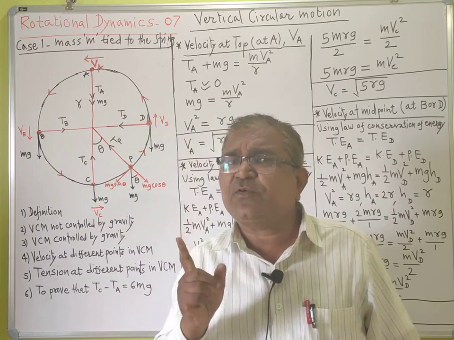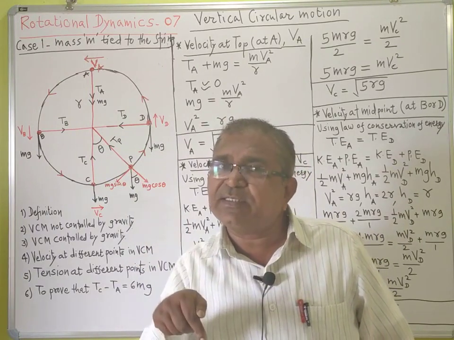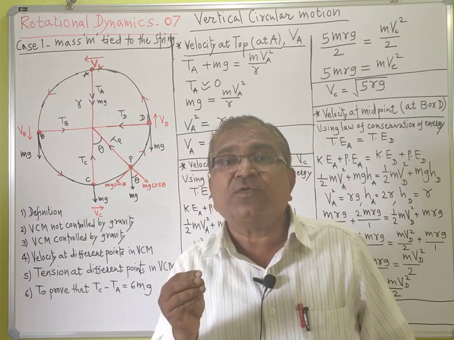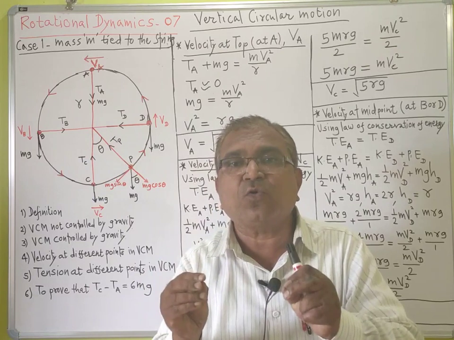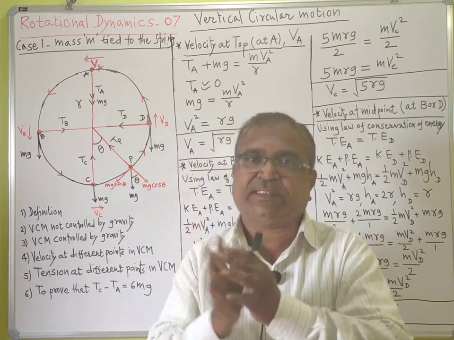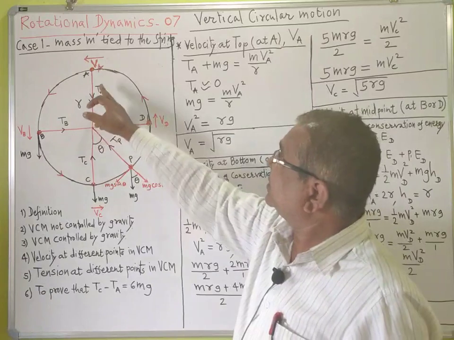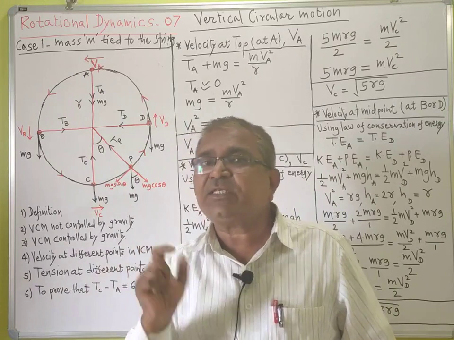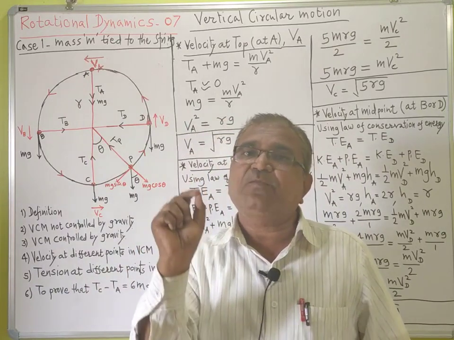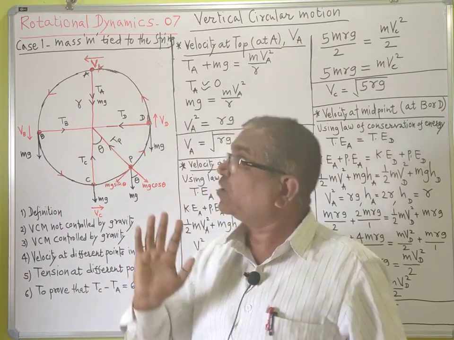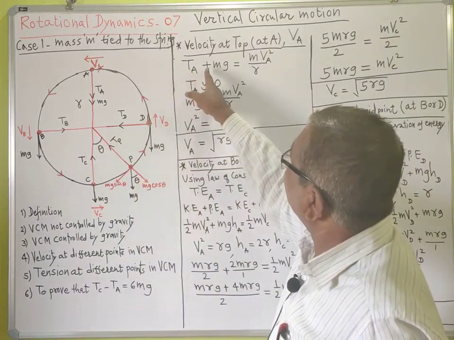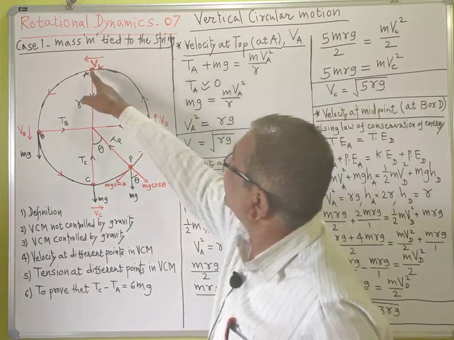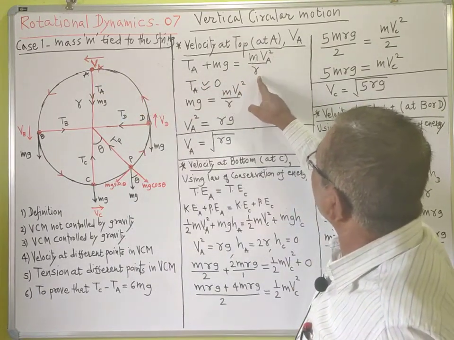Then see, when the force is acting along the radius towards the center, many times we learn that force is acting as a centripetal force. So what is our resultant force? Ta plus Mg, which is acting as the centripetal force. So what is the magnitude of centripetal force? mv square upon r. So I will write the equation like this: Ta plus mg is equal to m Va square upon r, because the velocity at point A is Va.